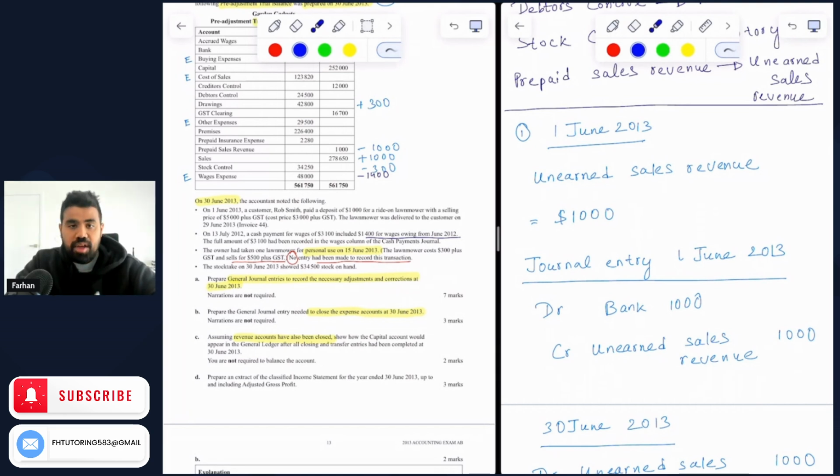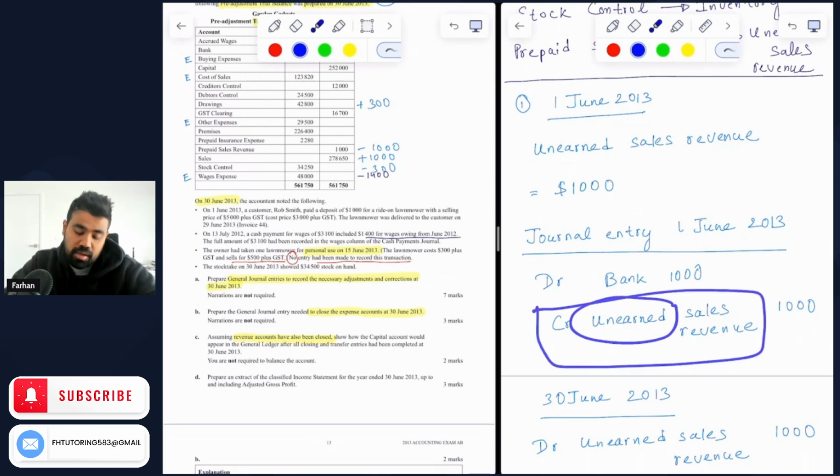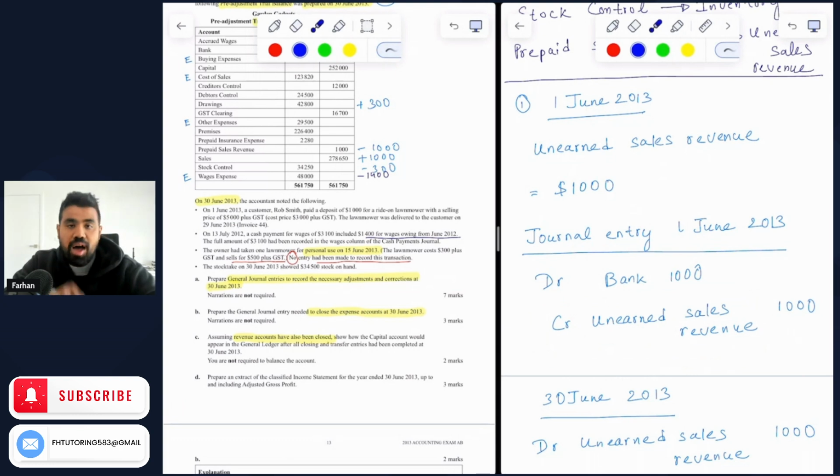So you haven't really delivered the item or provided the relevant service, but you took some cash for it. So if we were to journalize this on 1 June 2013, we would debit bank by $1,000 to reflect that we have got $1,000 in funds into the bank account. And then we will credit unearned sales revenue by $1,000. You need to mention unearned specifically because this is what makes it a current liability. This is a present obligation of the business on 1 June 2013 after the transaction is done, where the business is obligated to deliver the item at the end of the month on 29 June 2013.